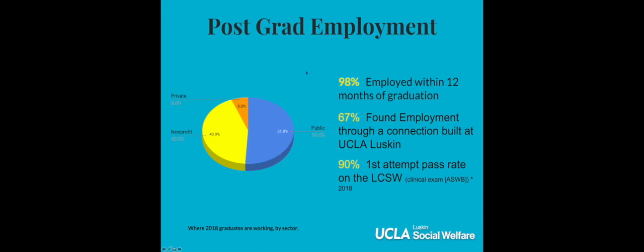All right, so this is the employment data here. So 98% employed within 12 months of graduation. I think we're probably closer to 100% here. 67% found employment through a connection built at Luskin. So we have a good alumni network. You can tap into the resources in public policy and urban planning as well. And again, we talked earlier about this, the clinical exam for the LCSW, 90% first attempt pass rate. So I think we're ranked 1, 2, or 3 on that every year.